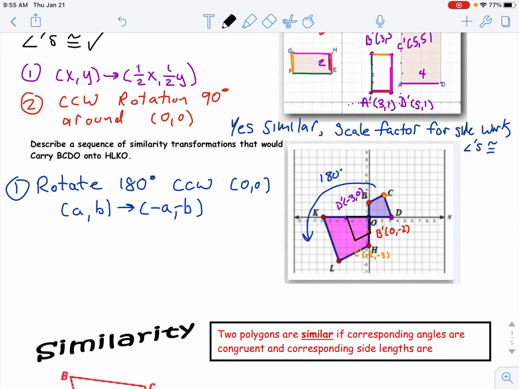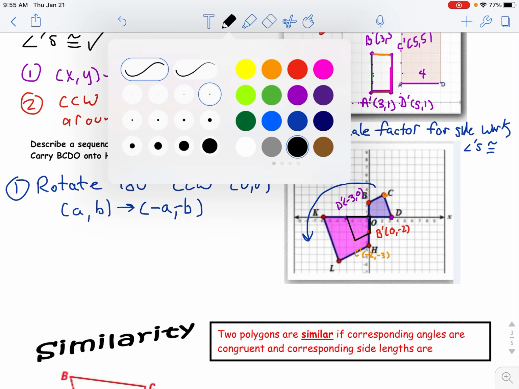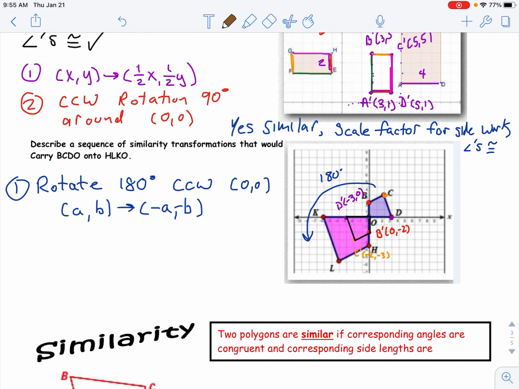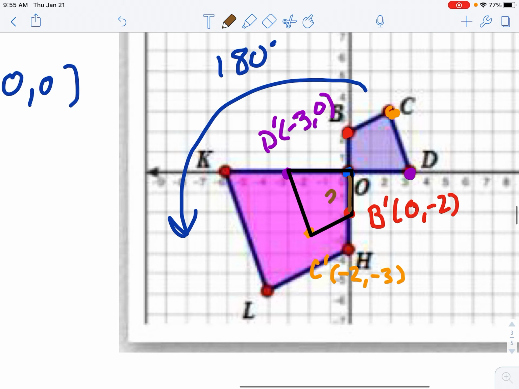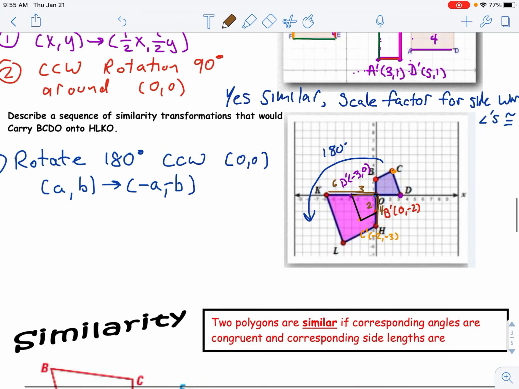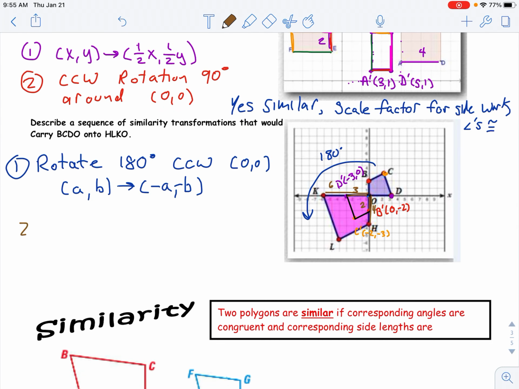All right, so we rotate it like that, and then we can see that everything just needs to get bigger by a scale factor of 2. Just to emphasize, this length is 2, this length is 4, so we need to multiply by 2. This is 3, that length is 6, so on and so forth. There's multiple ways to do it, so the next one is just a dilation.